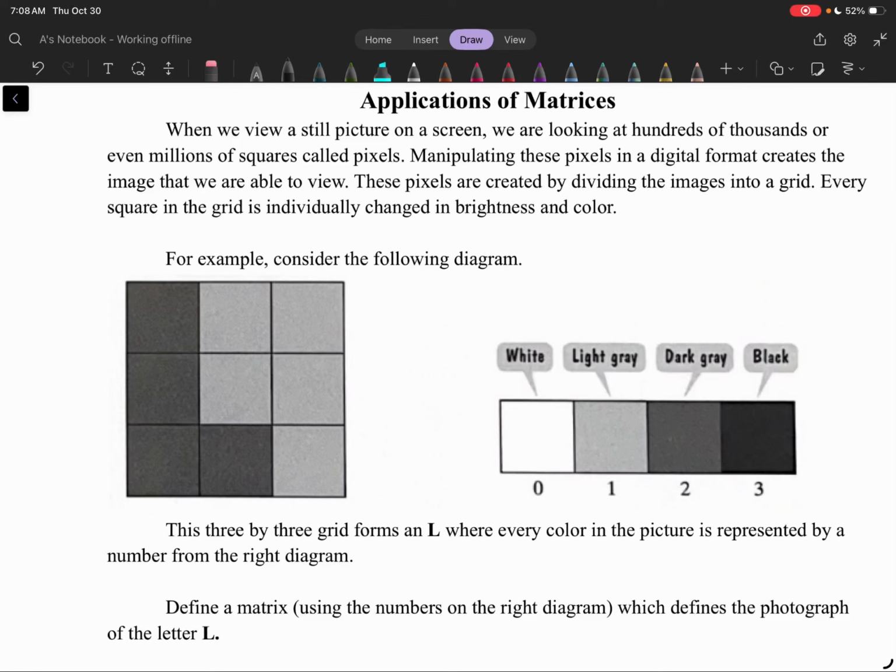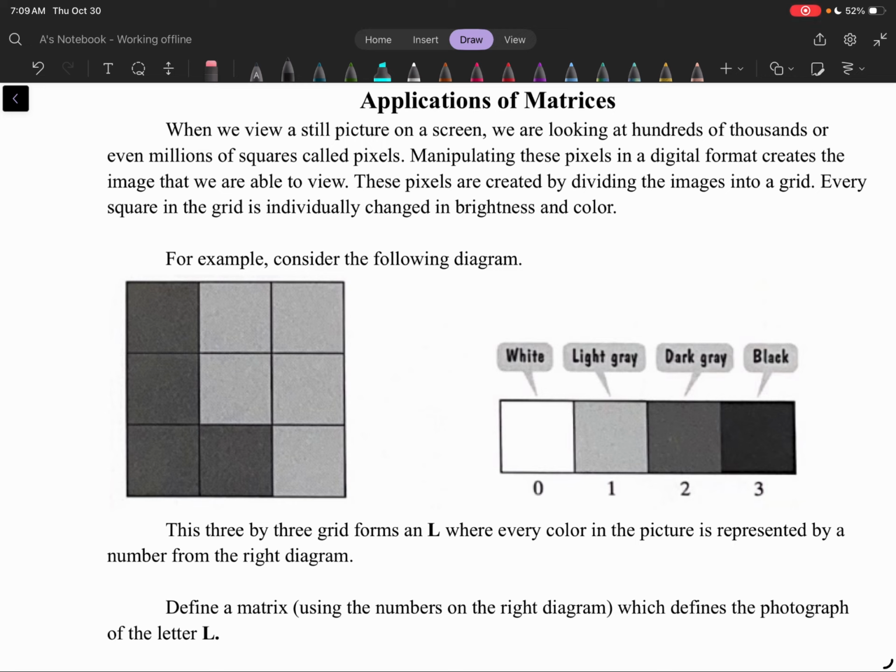Good day. Today we're looking at applications of matrices. Anytime you look at a picture on a screen, you are looking at a still image which is made by combining hundreds of thousands or even millions of squares of pixels. Manipulating these pixels is what creates the image that you can see. If you divide an image into a grid, that is what creates your pixels. And every single square in that grid is changed in reference to brightness and color.